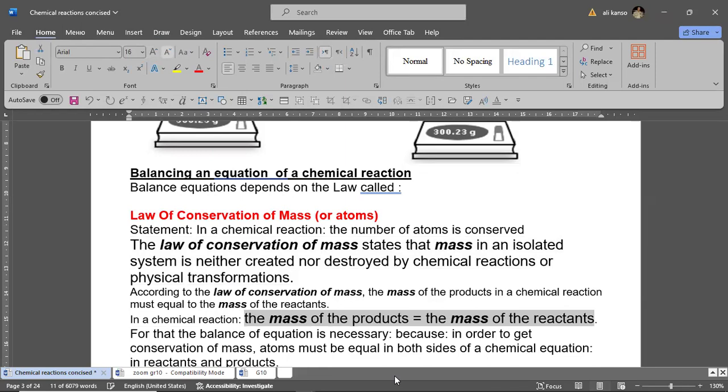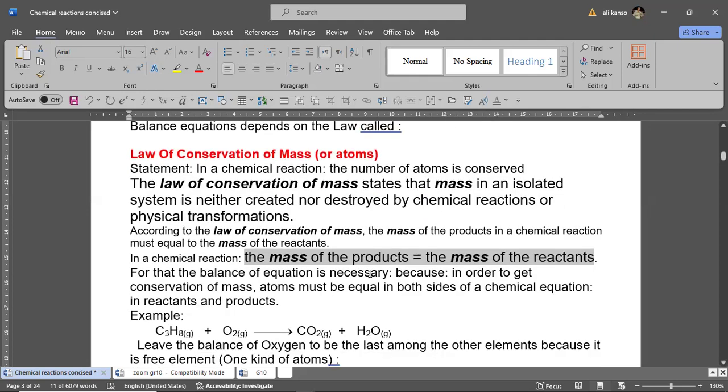Always, the mass of the reactants equals the mass of the products. What we put in the flask, we will obtain at the end, but in different substances. Why is the mass of the reactants equal to the mass of the products? The answer is that the number of atoms is conserved. Why is the mass conserved? Because the number of atoms of each element is conserved. No change in the number of atoms.